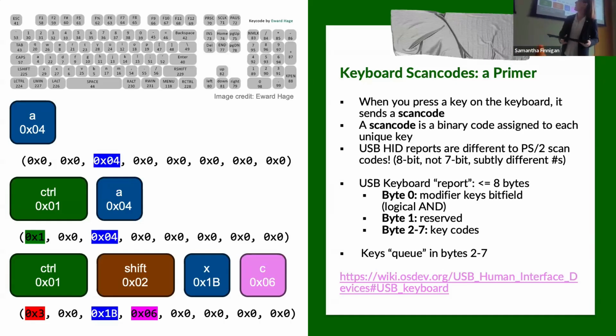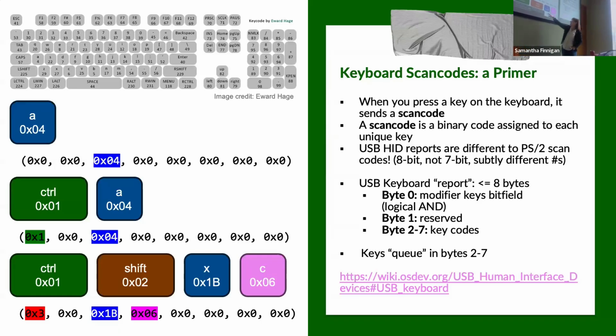So what does a USB HID report look like? Well, it's 8 bytes long, sorry. Byte 0 is your bit field for your modifier keys. So if you press your control key, it sets a bit. If you press your shift key, it sets a different bit. And those bits are logically ORed together. So A just sets byte 2 to 0x04. And you press control, you've added the modifier of 0x01, it's set one bit in that bit field.